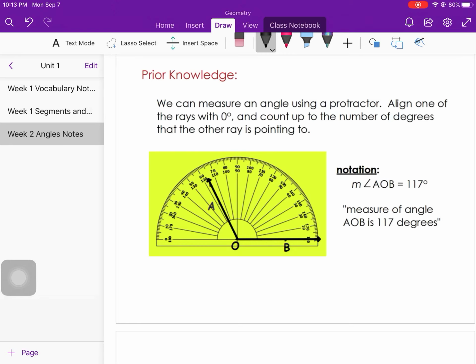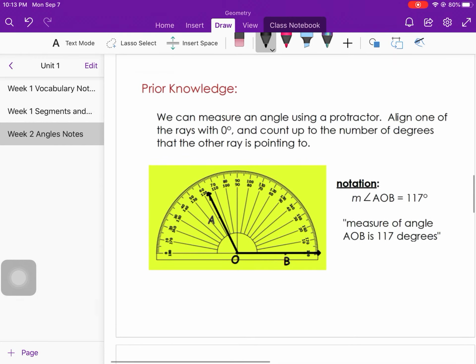Okay, this is just an image of how you would use a protractor. I'm sure that a lot of you have already used a protractor. It's going to look a little different this year since we can't really share objects, but we will make the most of it. So we can measure an angle using a protractor: align one of the rays with 0 degrees, and count up to the number of degrees.